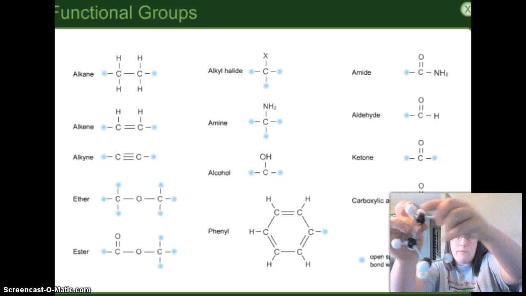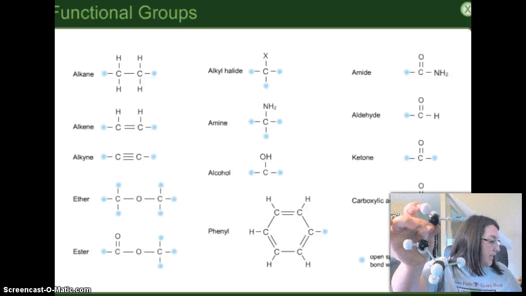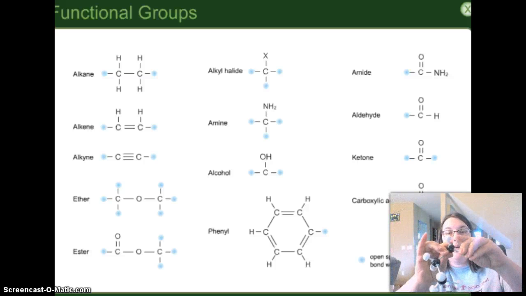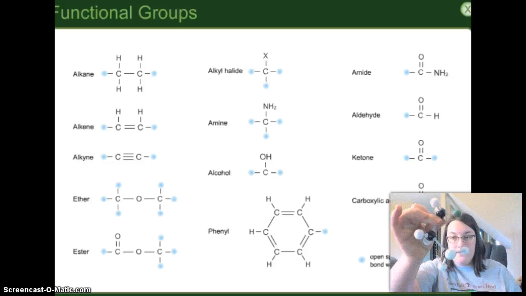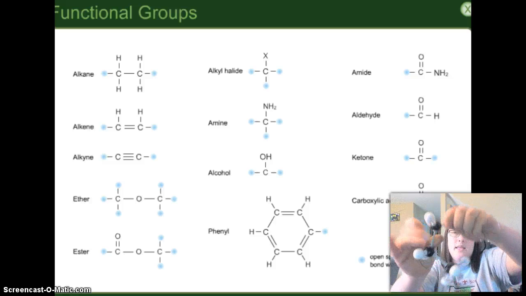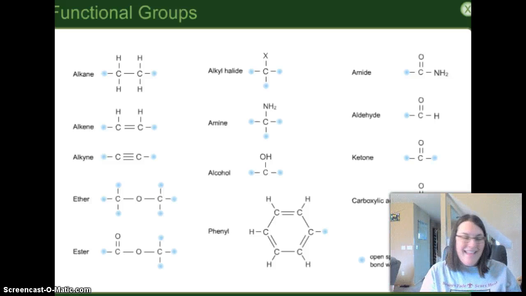I could pop off one of these hydrogens, and instead I could, let's say, replace it with chlorine. Okay? So the chlorine would be my functional group. It's the thing that you pop off a hydrogen for, and then you add something very specific to it.